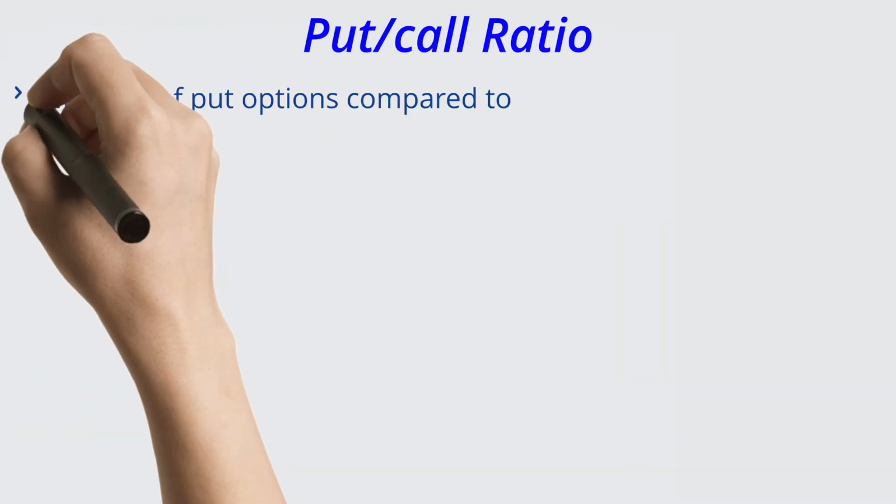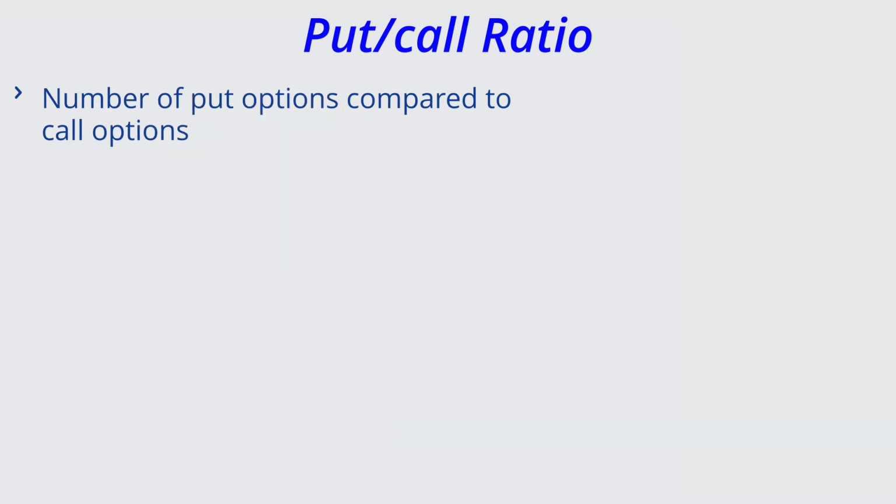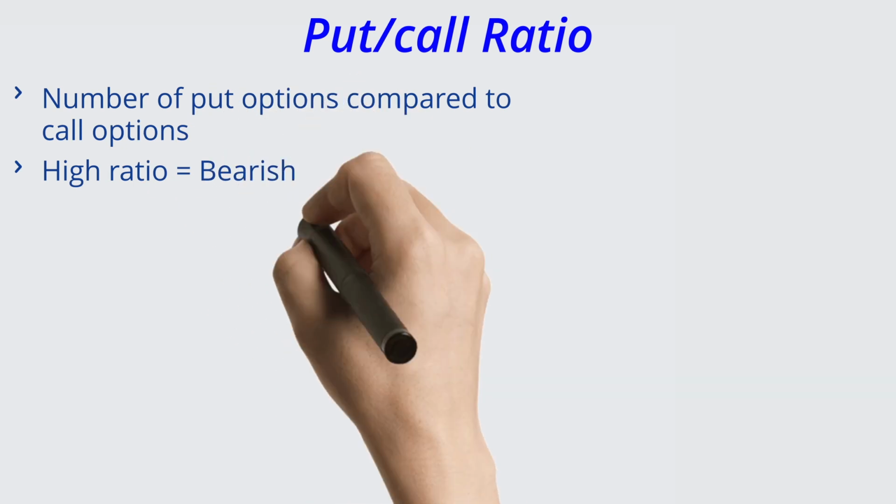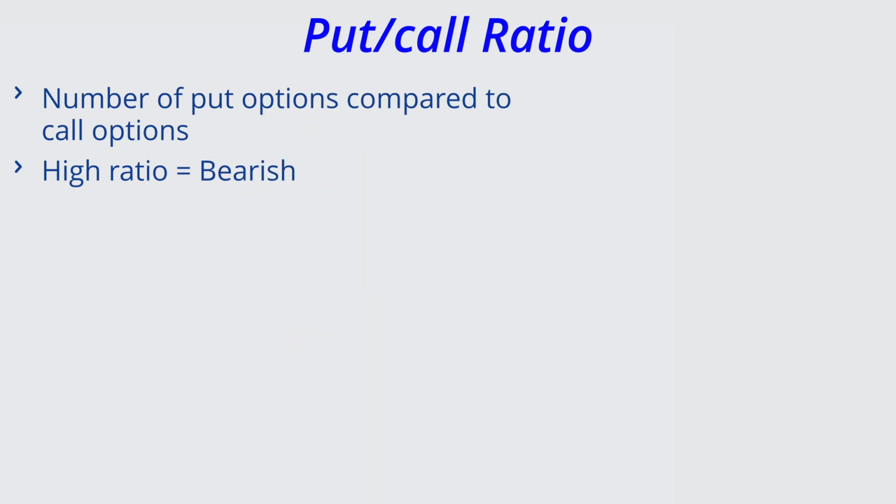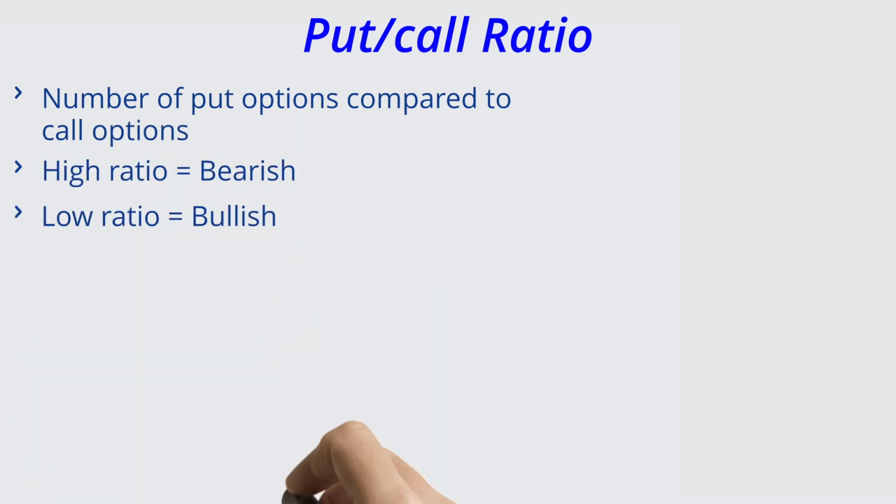First tool we can use to determine the market sentiment and investor sentiment is put-to-call ratio. This ratio measures the number of put options compared to call options, and it can be a useful tool to determine whether investors are more bullish or bearish on the market. A high put-to-call ratio typically indicates that investors are more bearish and are buying more put options to protect themselves from potential losses. Conversely, a low put-to-call ratio suggests that investors are more bullish and are buying more call options to profit from potential gains.